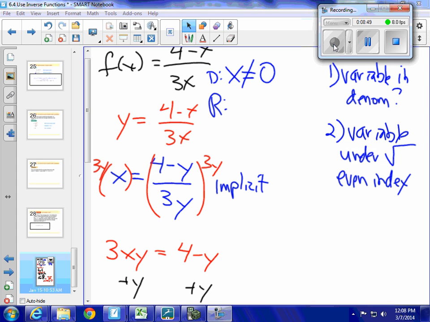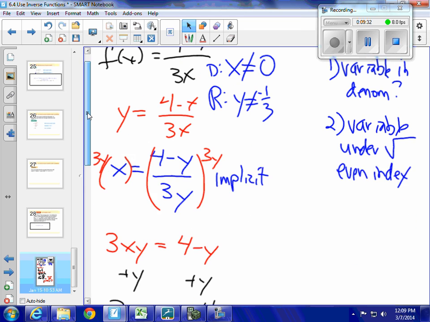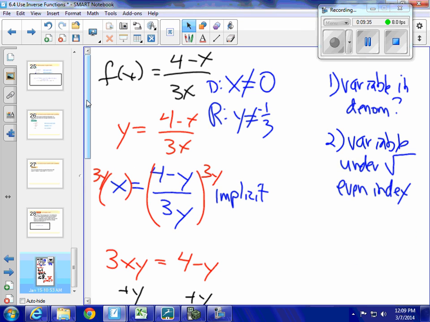The range of the function is that y cannot be equal to -1/3, because the range of the function is the same as the domain of the inverse. The x's in the inverse are the y's in the function, and the x's in the function are the y's in the inverse, yes. So how would you write the interval notation? The exact same way. What is then the range of the inverse?